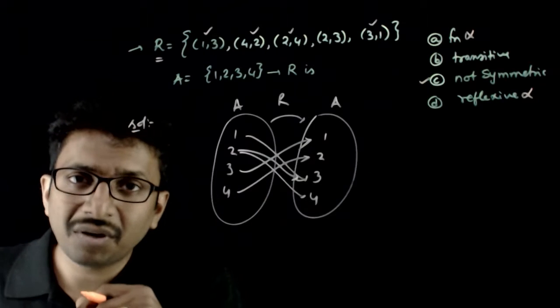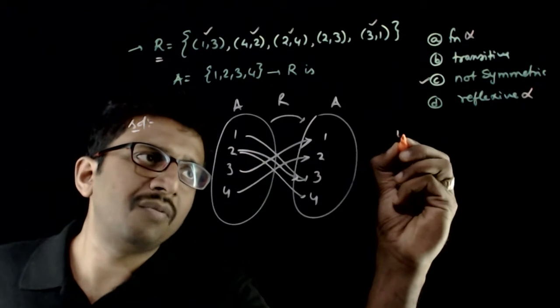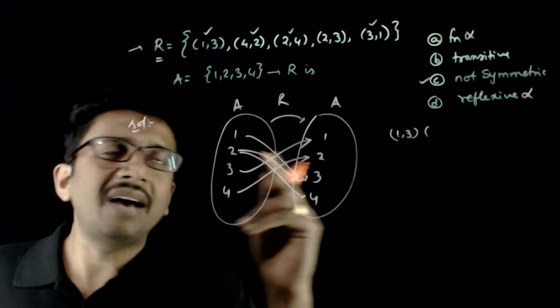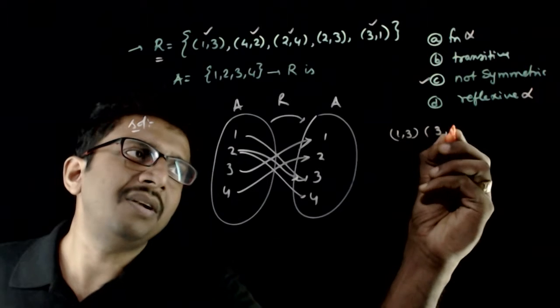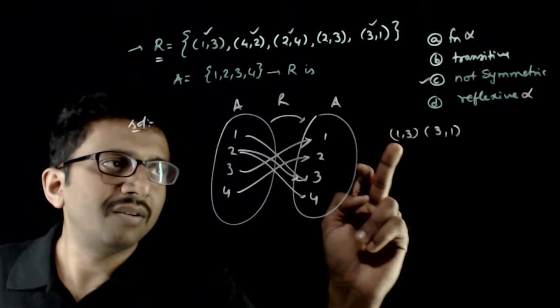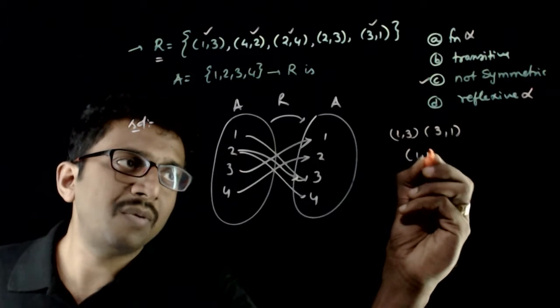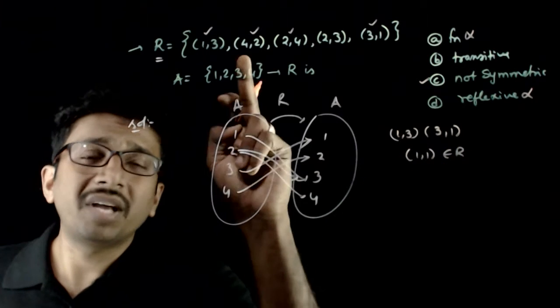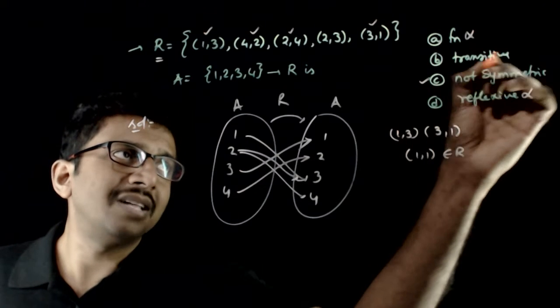So, is this transitive or not? For transitivity, you need to check. You have the element of the form (1, 3). Do you have an element of the form (3, something)? You have an element of the form (3, 1), right? (1, 3) and (3, 1). Hence, if it is transitive, then (1, 1) has to belong to R. But (1, 1) is not there, hence this relation is not transitive.